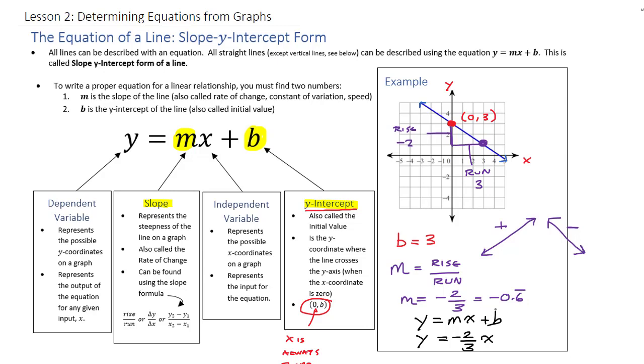And then we put plus or minus whatever b is. In this case, it's 3. So there's my equation: y equals -2 over 3x plus 3. That's the equation of that line.